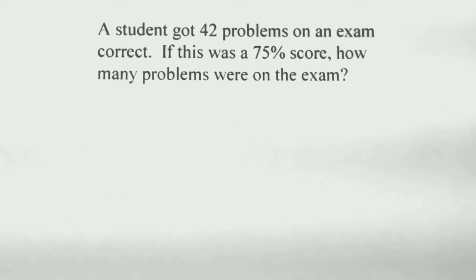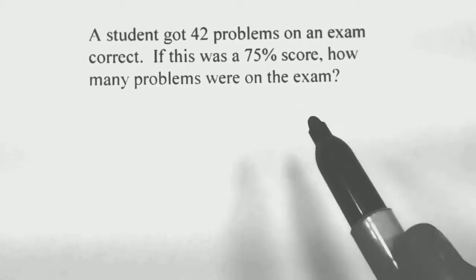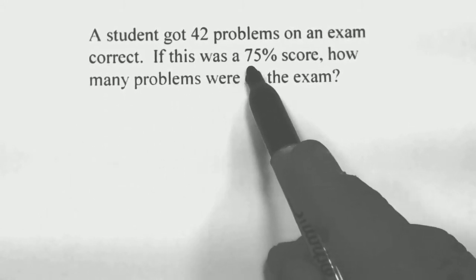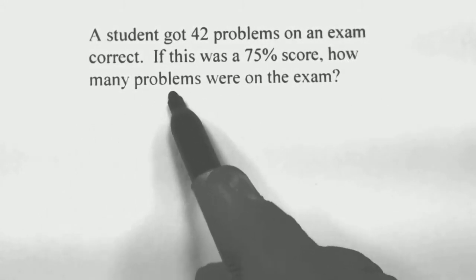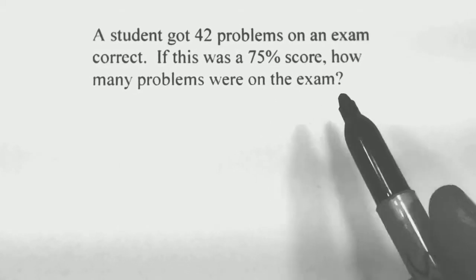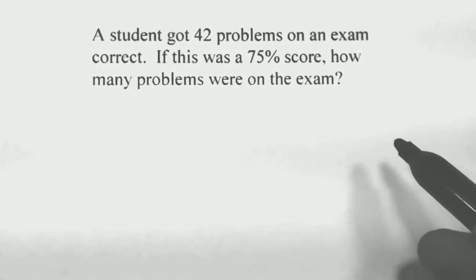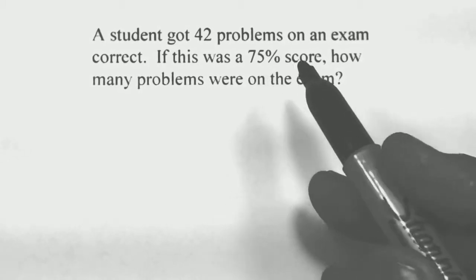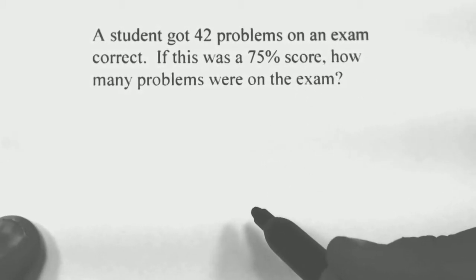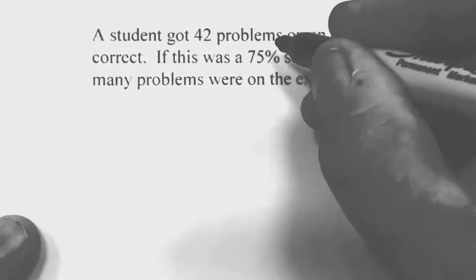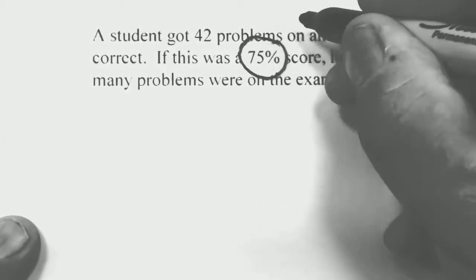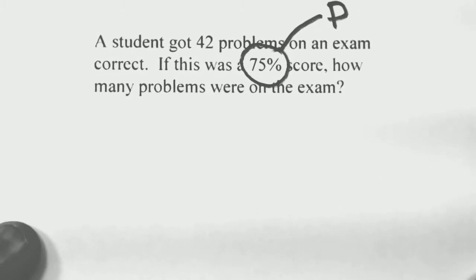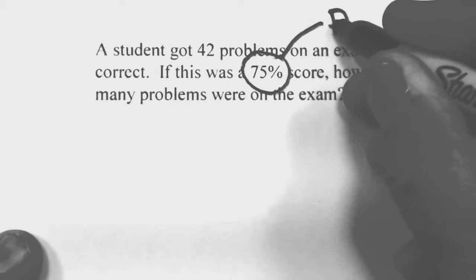Okay, well, let's start looking at some of these. Here comes the first one. A student got 42 problems on an exam correct. If this was a 75% score, how many problems were on the exam? Well, you can identify this as a percent problem because it's got a percent here. And so the first thing we would identify is what the P is, and that's got to be the 75% because that has the percent sign. Okay, there's the P.